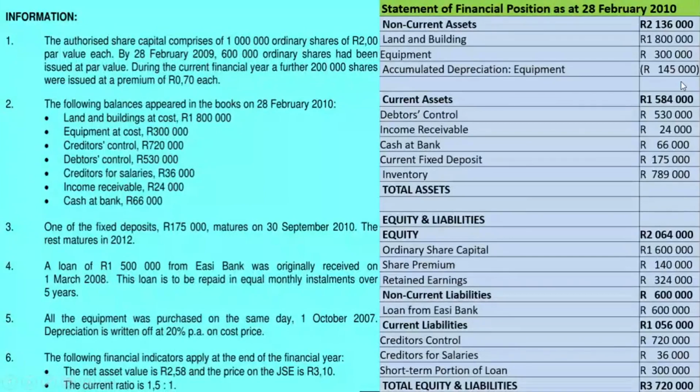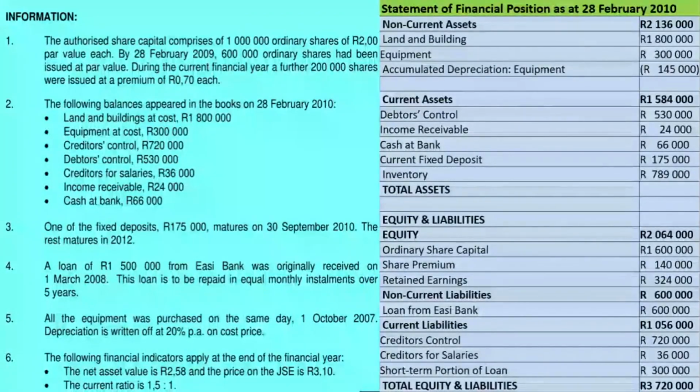Again, just like current assets and equity, there's something missing. So what do you think it could be missing from the non-current assets? Well, if you look at your information, you should be able to get a clue. So I'd encourage you to just pause here and try and figure out what could be missing from the non-current assets. And now we'll see that right now.